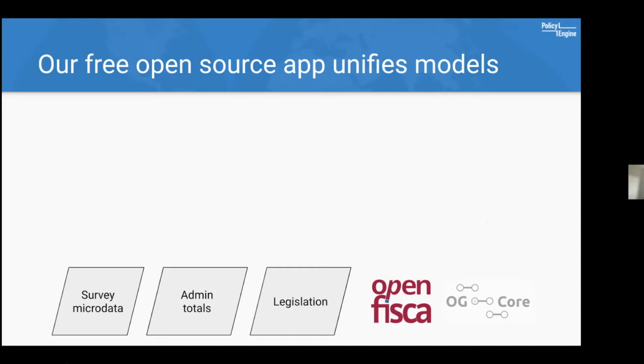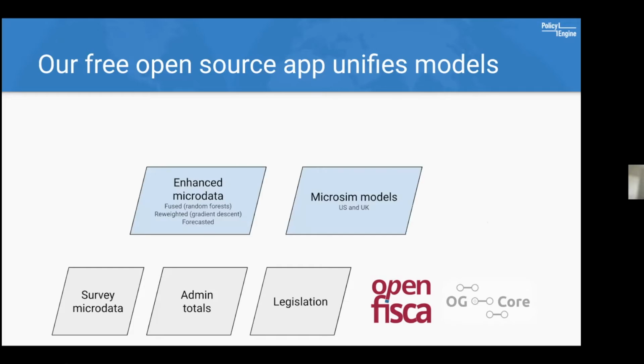We don't have that yet, but really our goal is to take these components and build our own usable components on top of them. So, enhanced microdata: we've developed some technology to fuse that data with random forests. We reweight our data with gradient descent, we forecast it, and we build the microsimulation models for the US and the UK. And then all of this comes together in the actual user-facing app and the Python packages that underlie it.